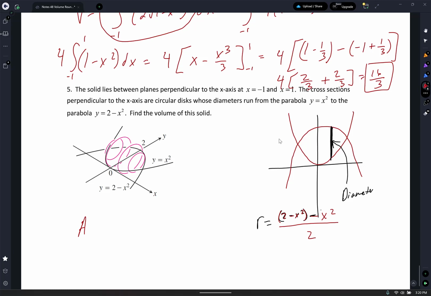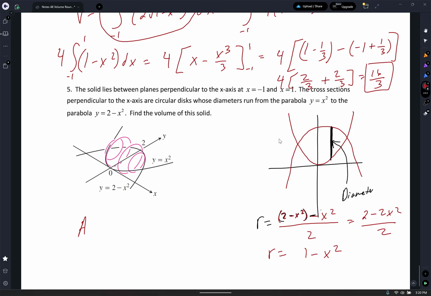Oh yeah, you can simplify the numerator. Yeah, I do want to do that. 2 minus 2x squared divided by 2. Oh look, they're making it easy for me. 1 minus x squared. It's not always that simple, but they're making it easy for me.